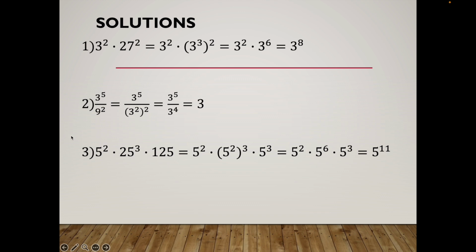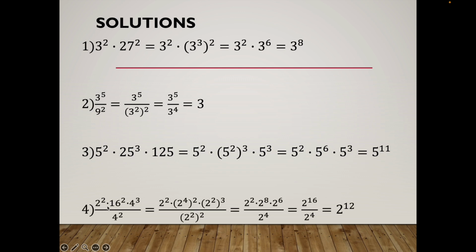For my third example, I have a lot of bases, but I know that I'm aiming to get my base into a base 5. 25 becomes 5 to the power of 2, and 125 becomes 5 to the power of 3. In the middle here, though, I have to remember that I have to do my power of a power law to get 2 times 3, which is 6. And then once I add my exponents together, I get 5 to the power of 11.